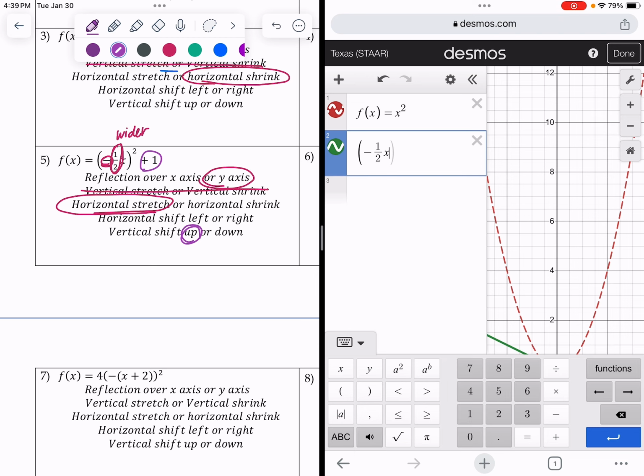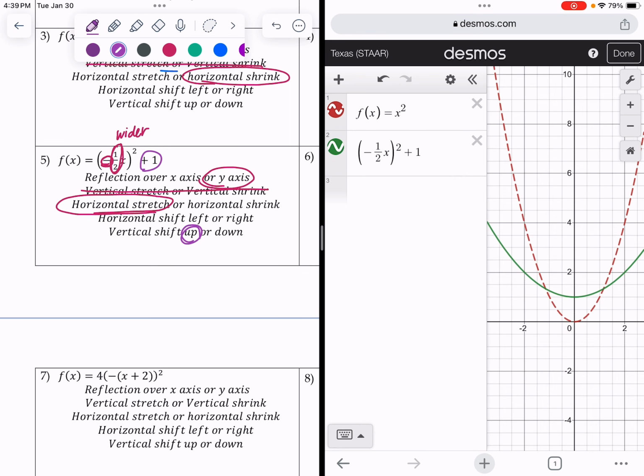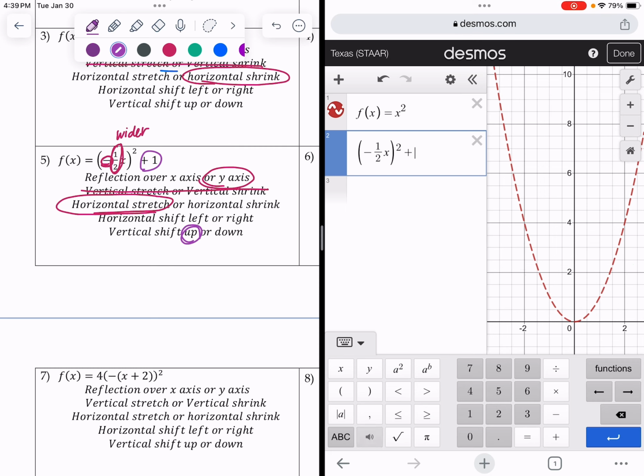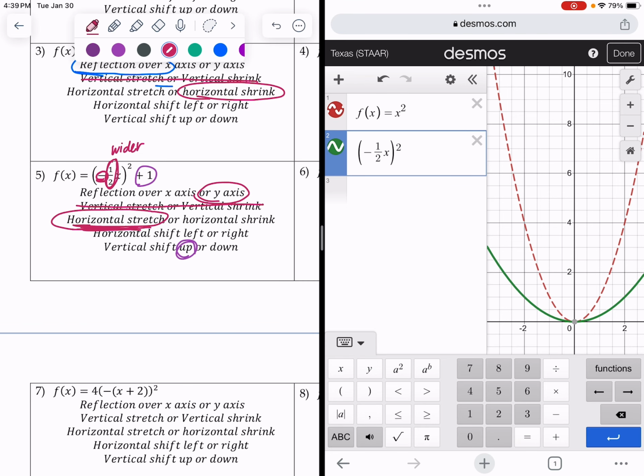Graph it when you're typing it. Make sure you're typing the parentheses. Make sure you're typing it exactly how it looks. Okay, so there it's wider, and I can see that the new vertex is 0, 1 as opposed to 0, 0. So that's how I know I moved up. And so once you note that it's been moved up, you can delete that +1 to compare how wide it is. It's a lot wider, so it's a horizontal stretch. And then there's a negative there, so I know it's reflected, but because it's inside, it's reflected across the y, which is why we don't see it.